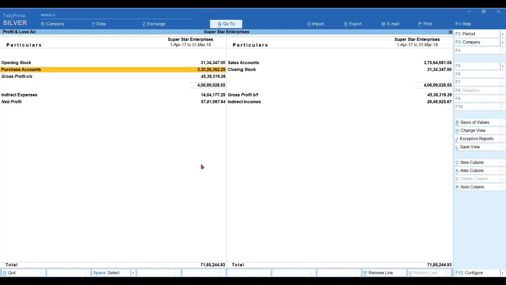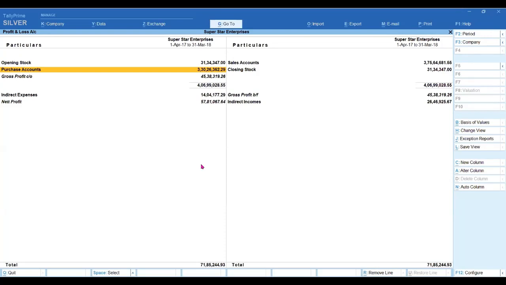P&L means one side, whatever outgoing you do, that is expenses. In expenses, there are two types. One is the expenses we do for the purpose of generating revenue. That is called trading activity, that is called sales. So against the sales, what we receive is the profit against the purchase. That is called gross profit.